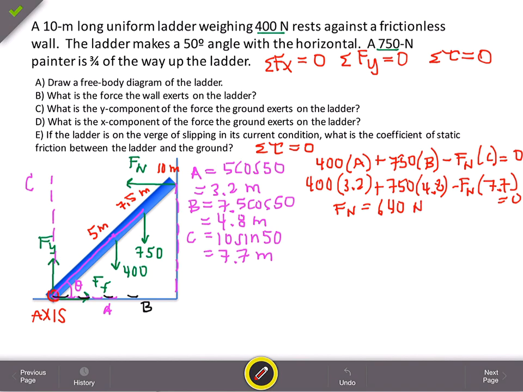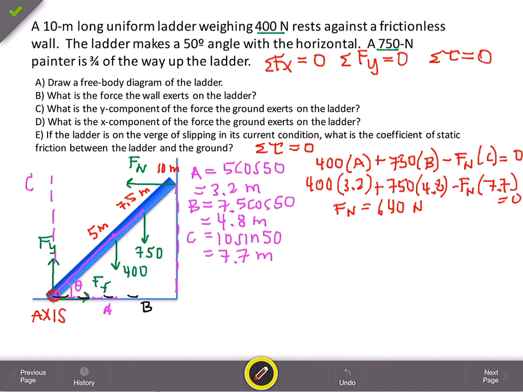So I've done part B. What is the force that the wall exerts on the ladder? I knew I had to use the torque equation there. If you tried to use the x direction, for example, or the y direction, you would have just found that you have too many unknowns, and eventually you would get to the torque equation and realize that that helps you solve this. So that was part B. Let's look at part C.